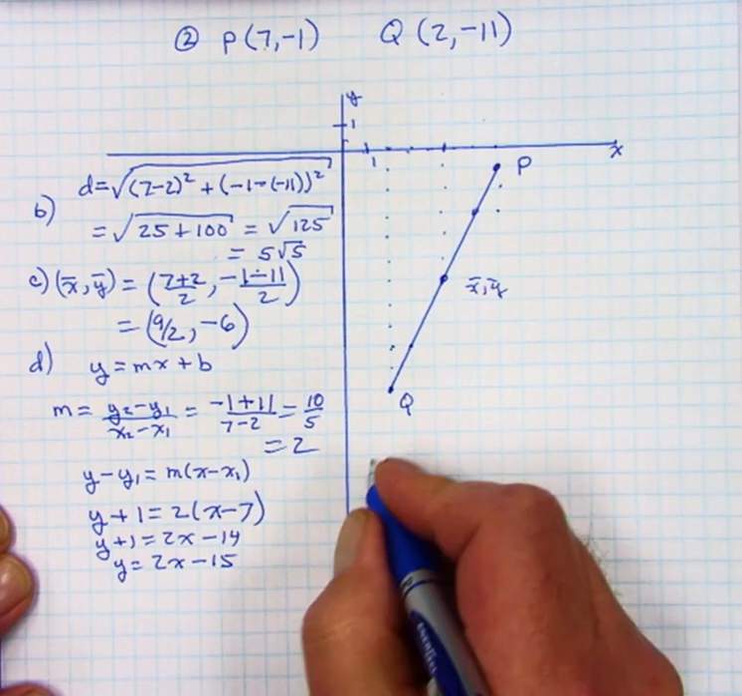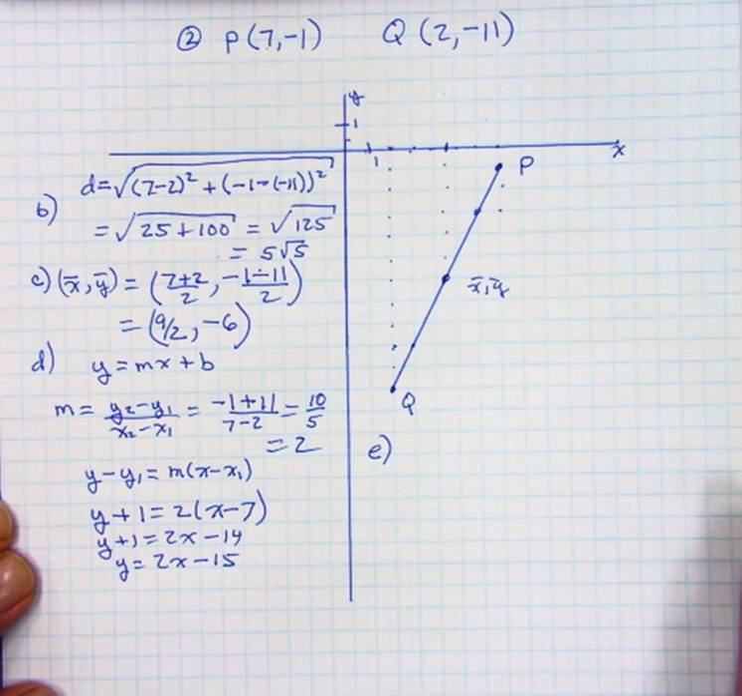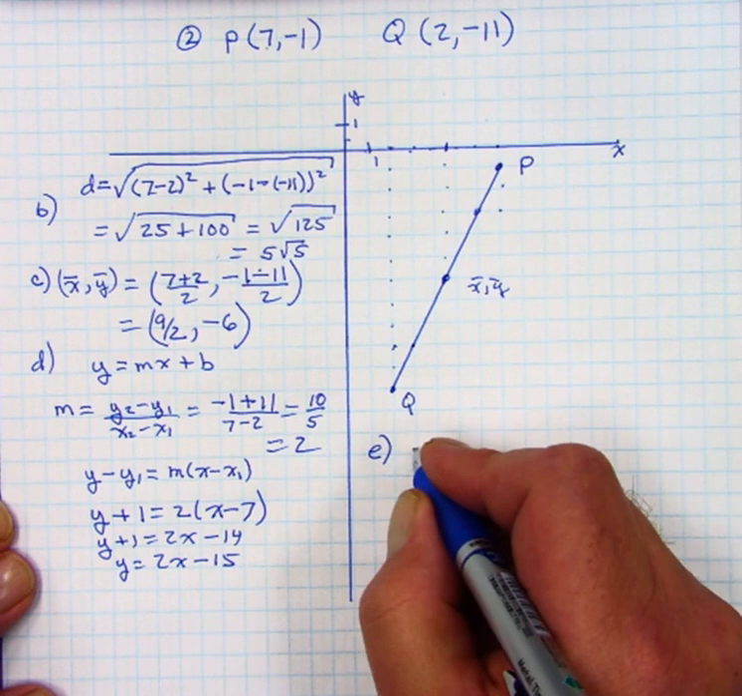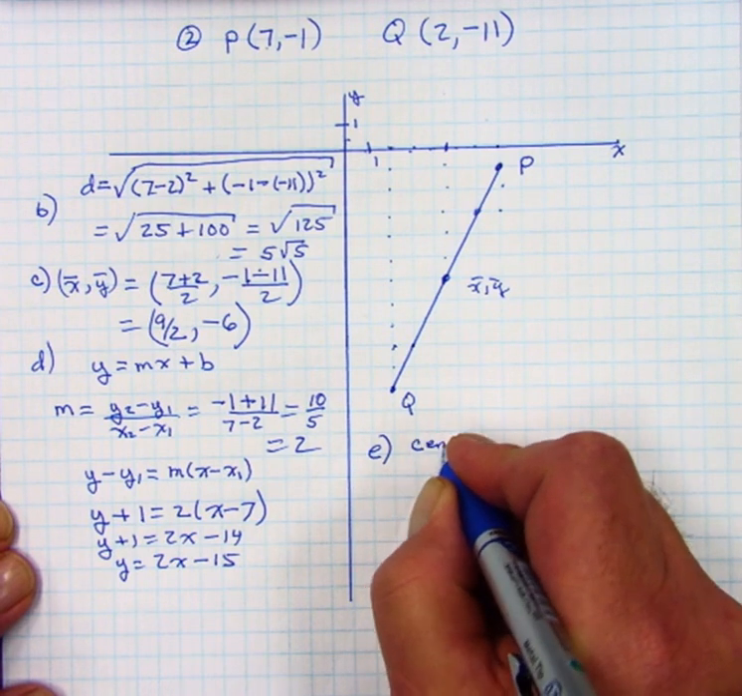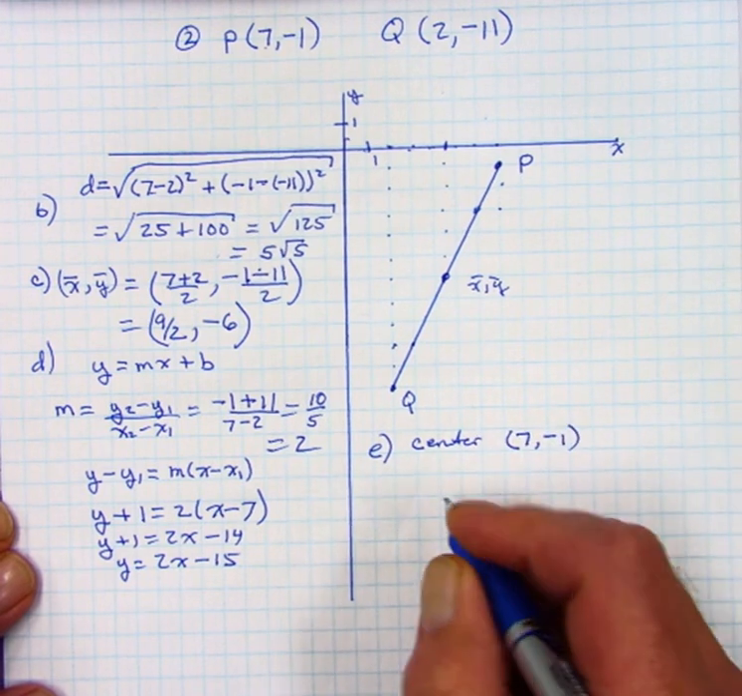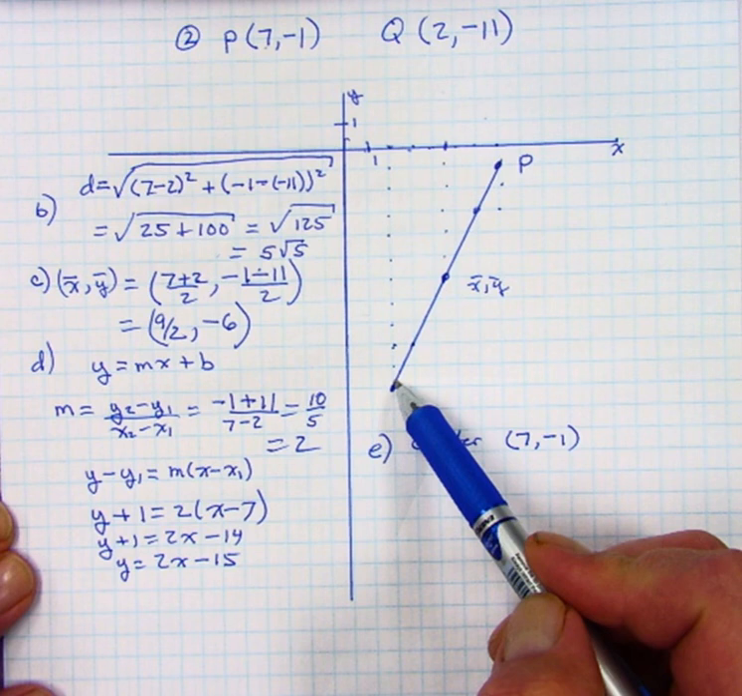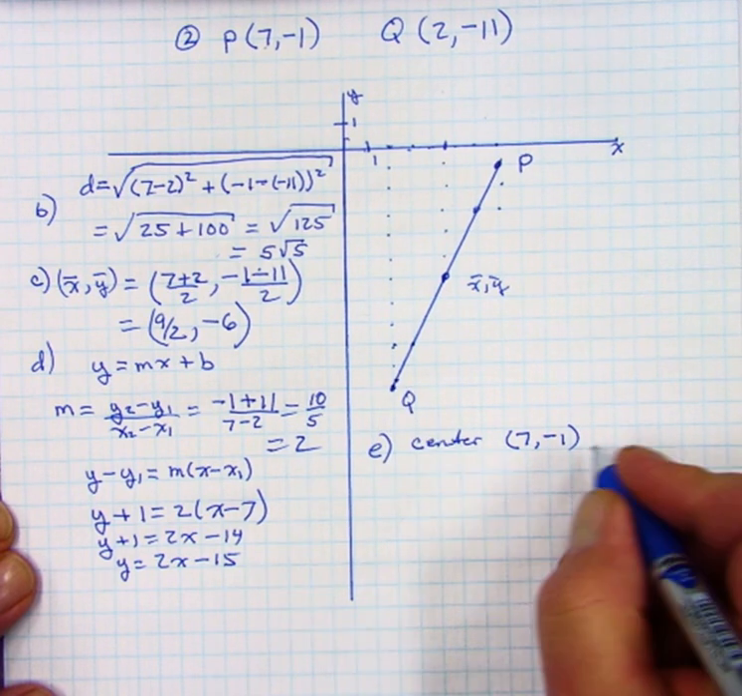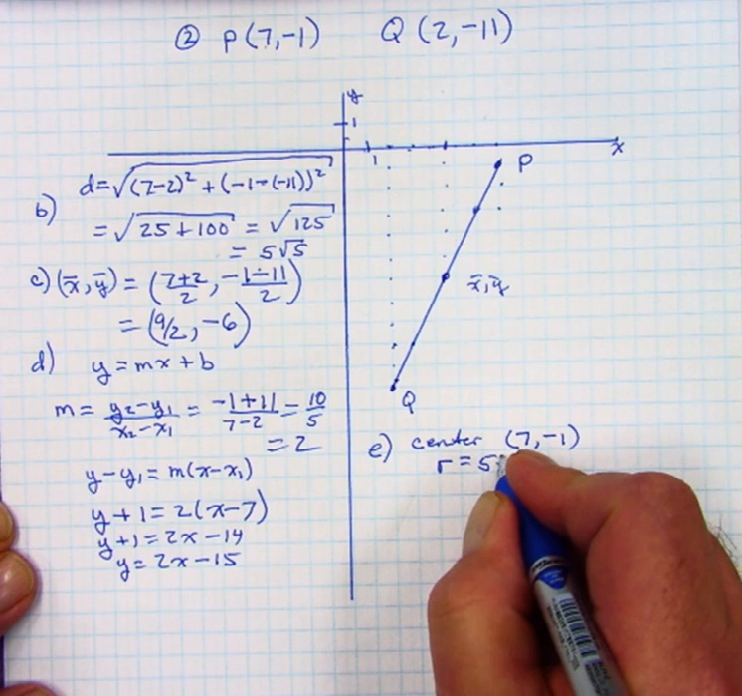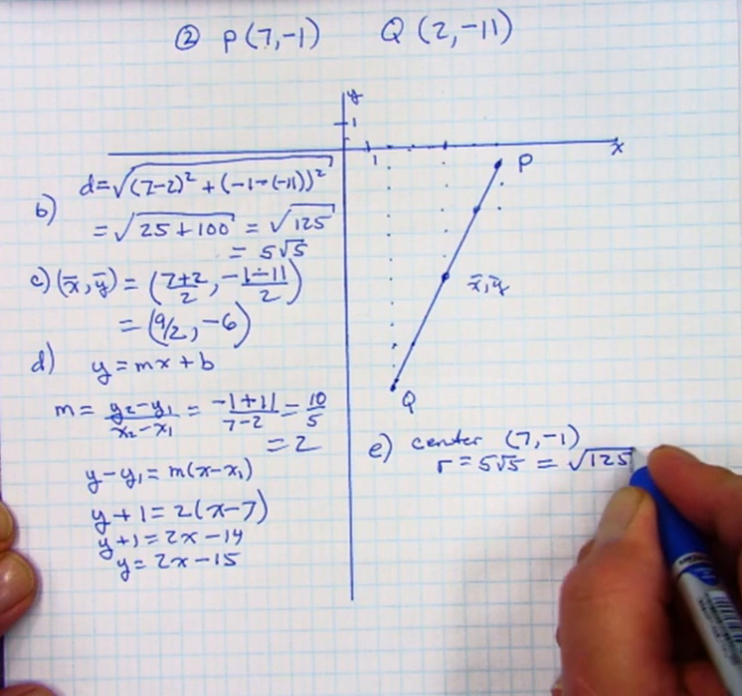Okay, and then for part E, we're supposed to sketch the circle. Well, I'm not going to take the time to sketch the circle because it's huge, and also I don't have enough room on my paper. But we're supposed to find the equation of the circle. Now, they tell us that the center is the point P, so the center is going to be 7, -1. We know from our previous work that the distance from here to here is going to be your radius. So the radius is going to be 5 square roots of 5, or since we're going to square that, it's easier to think of it as the square root of 125.